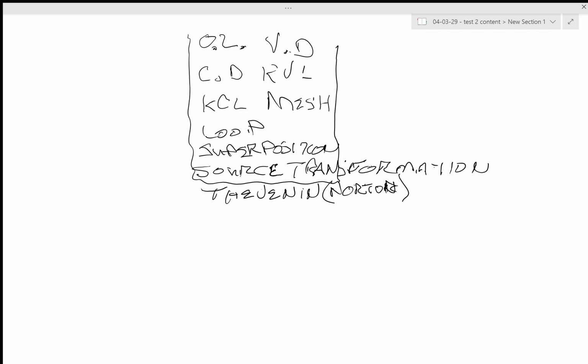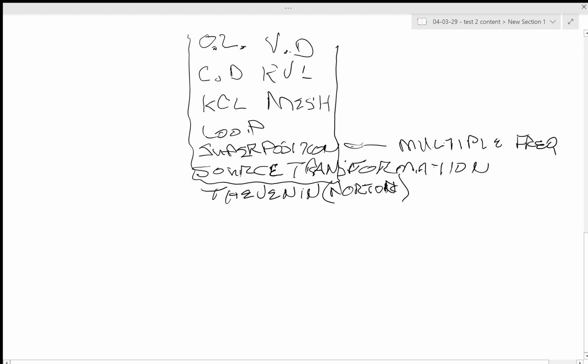Superposition is unique for AC. If you have DC components and you have different frequencies of AC components in a circuit, then superposition is the only way it will work. Multiple frequencies. So if you have multiple frequencies, superposition is the only way to go. You work the problem, put one frequency in, solve for that solution, whatever it might be, put the next frequency in, change all the values, solve for that solution.